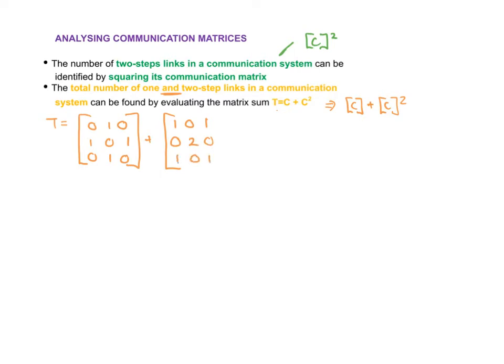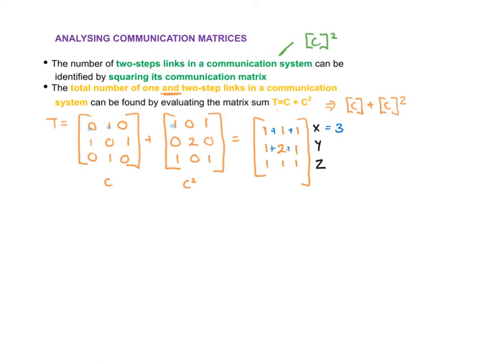And what we're going to do is, so this was C, this is C squared. We've added them together and we get a total. So we know when we add matrices, we just add the like spots. So when we add them together, we end up with this matrix. So we have 1, 2, 1, 1, 1, 1. So this is X, this was Y, and this was Z. If you add these up, this is giving you the total number of 1 and 2-step communications.